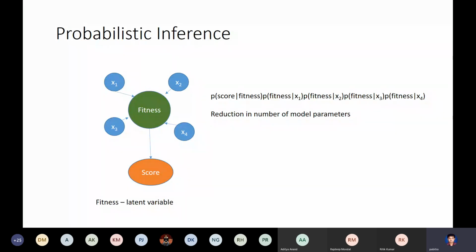So what we are actually doing is a divide and conquer policy. We are breaking down a bigger problem into a number of smaller problems, which are easier to solve, and then putting them together. And the number of model parameters, you can imagine.